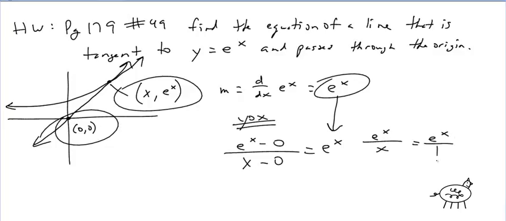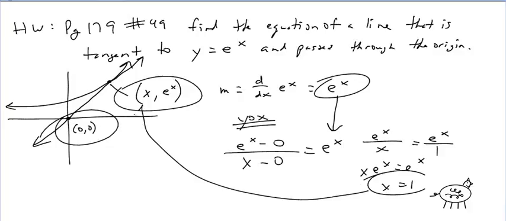So now I just have e to the x over x equals e to the x. I can cross multiply if I want, or I can just divide both sides by e to the x. The e to the x cancels. So we get x e to the x equals e to the x. Do you guys agree x equals 1? So that's nice. That's my coordinate.